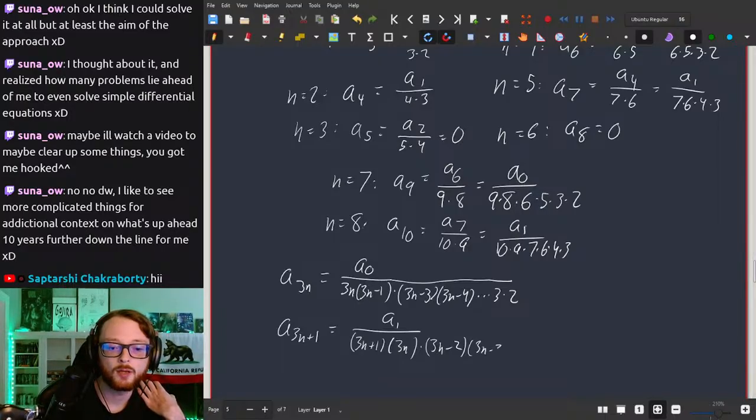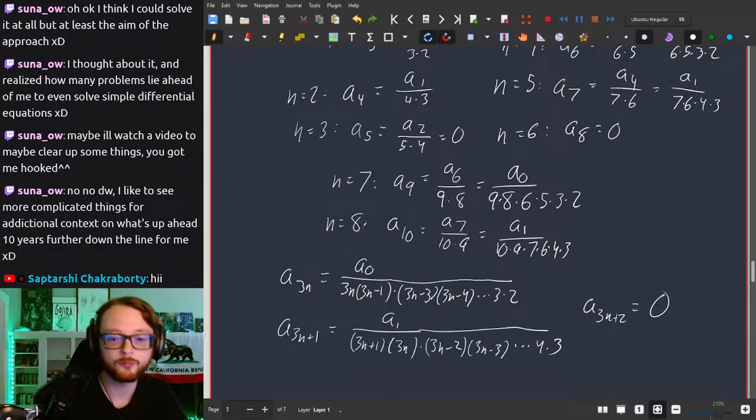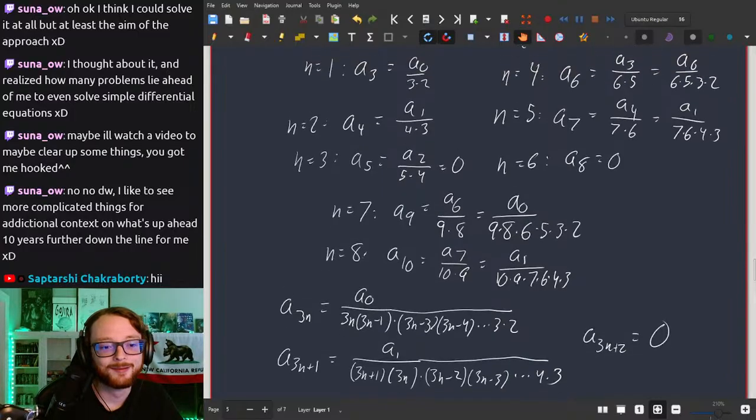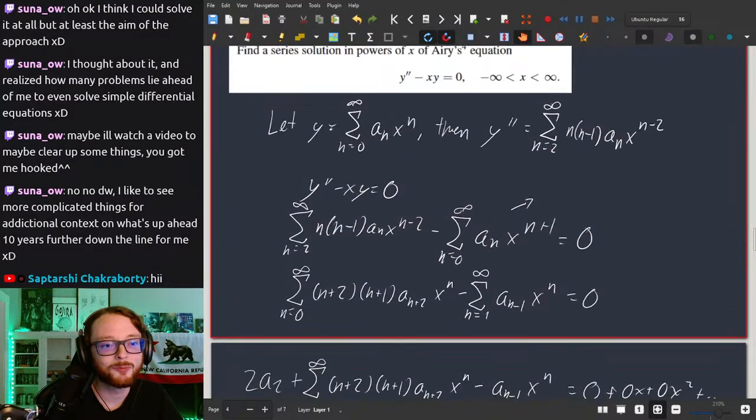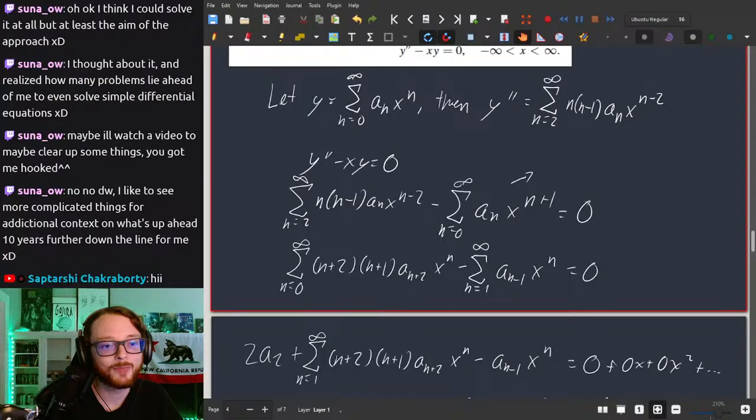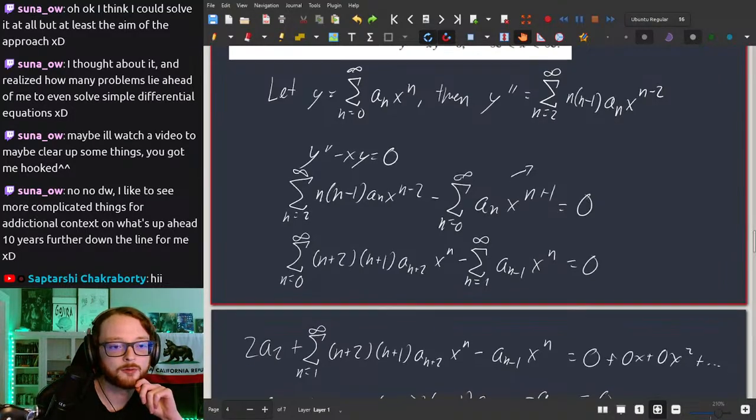Times 3n minus 3, dot, dot, dot, times 4 times 3. What a sequence of numbers. And if a is 3n plus 2, my favorite is 0, because it's way easier to write. Okay, and so I think we have to split this series up based on what they are mod 3.